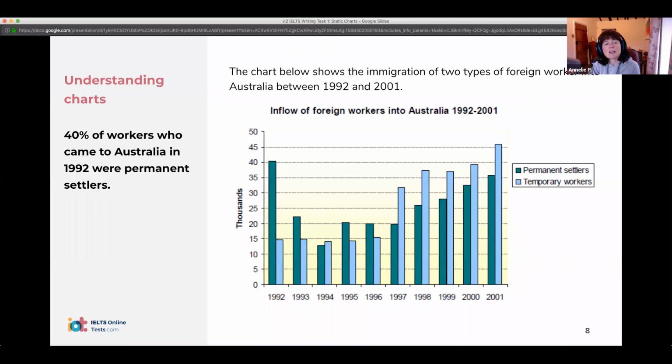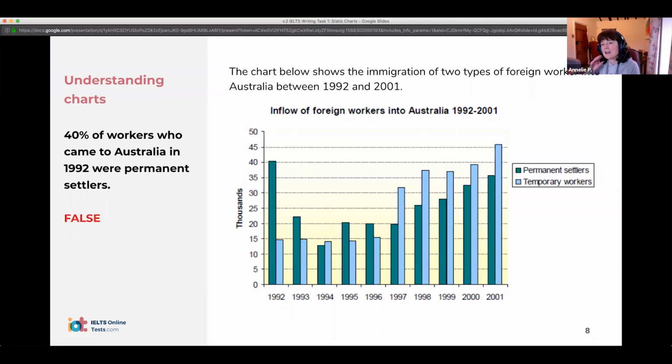40% of workers who came to Australia were permanent settlers. Look at that very, very carefully. Remember what I was saying. Okay, we've got a few answers. Why is it false? What's incorrect? Very good, we're not talking about percentages. The unit is in thousands, not in percentages.